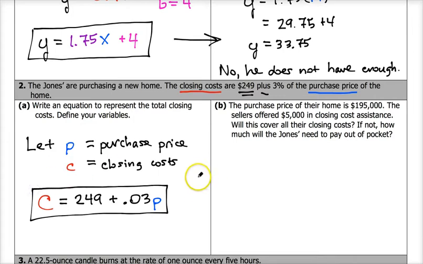And now we'll use this equation to answer the question in part B. This question says the purchase price of the home is $195,000. The sellers offered $5,000 in closing cost assistance. And the question is, will this cover all of their closing costs? If not, how much will the Joneses need to pay out of pocket? So first of all, let's determine what the closing costs are if the purchase price of the home is $195,000. So this is telling us that P equals $195,000. So what is C?